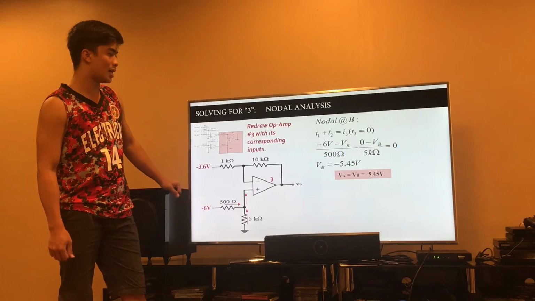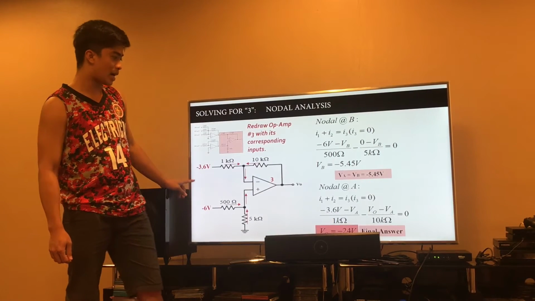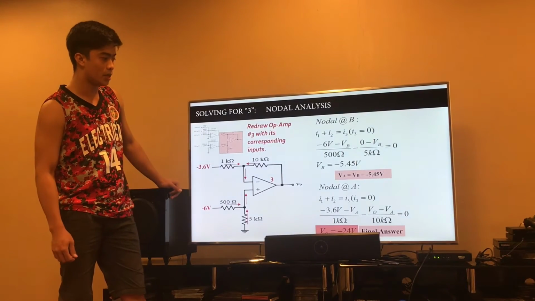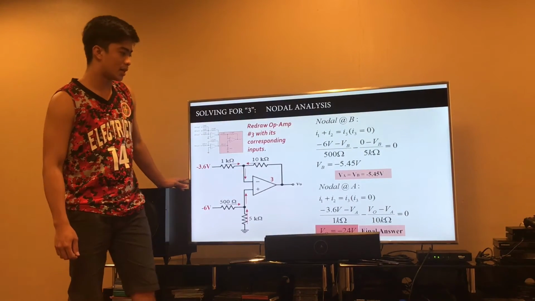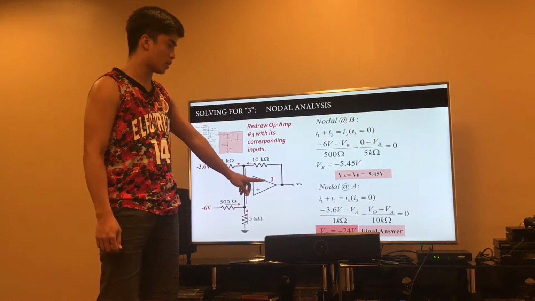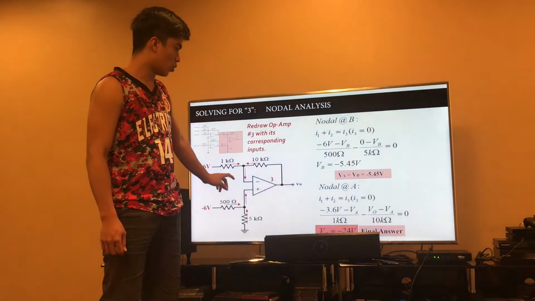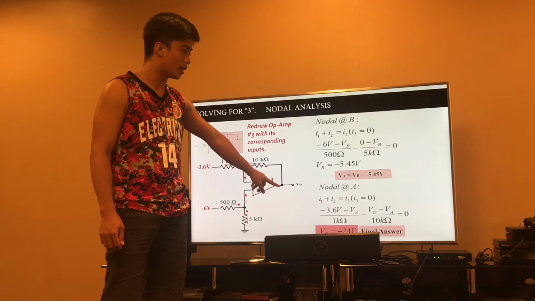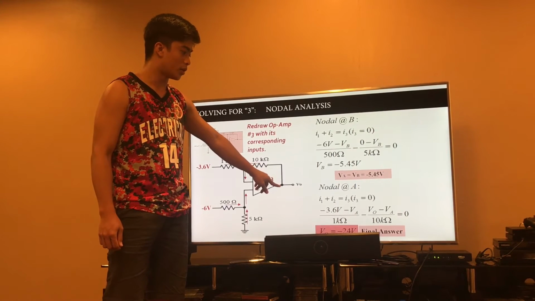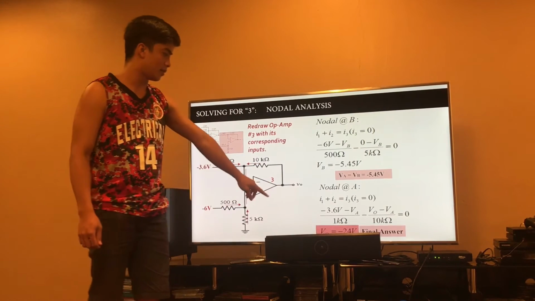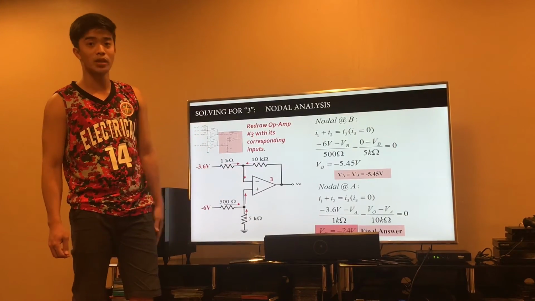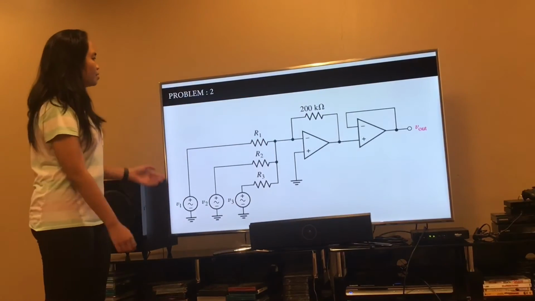Nodal at node A, I1 plus I2 is equal to I3, where I3 is equal to 0 again. Negative 3.6 volts minus VA over 1 kilo ohm, minus Vout minus VA over 10 kilo ohms, and the final output voltage is going to be negative 24 volts. Okay, next is problem number 2.